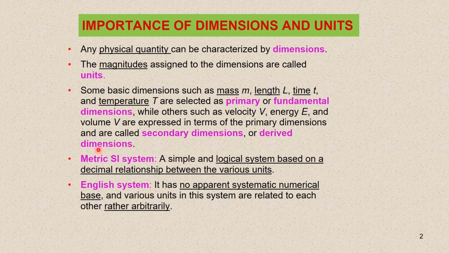So there are two systems of units that are used throughout thermodynamics. One would be the metric or the SI system, which is basically a simple and very logical system based on decimal relationship between various units. And then there is the English system, sometimes referred to as the imperial or customary system, which basically has no apparent systematic numerical base. The various units in this system are related to each other in a rather arbitrary manner. In this text, we will be primarily using the metric SI system, but of course there would be some problems associated with the English system as well.